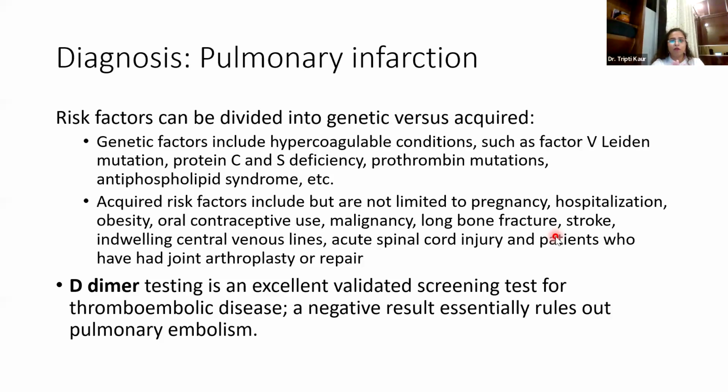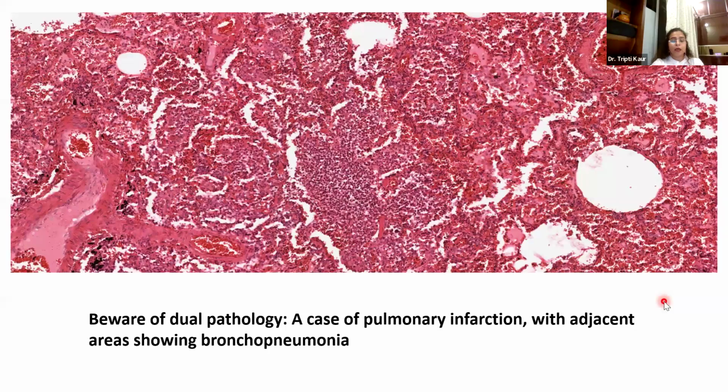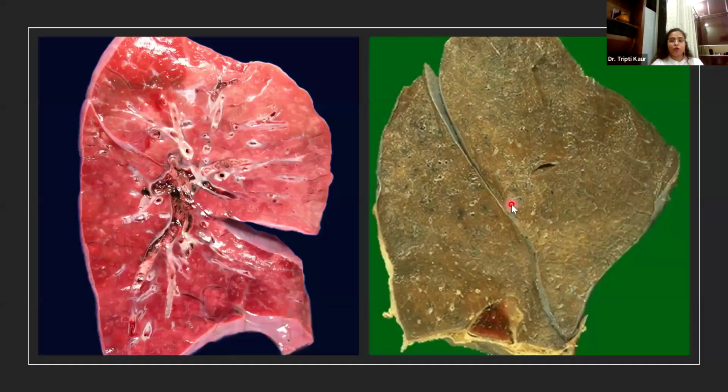So this is a case of pulmonary infarction. You need to know the risk factors of pulmonary infarction, and D-dimer testing is very important because a negative result essentially will rule out a pulmonary embolism. Beware of dual pathology cases. This was a case of pulmonary infarction with adjoining areas of bronchopneumonia. So very important gross examination.